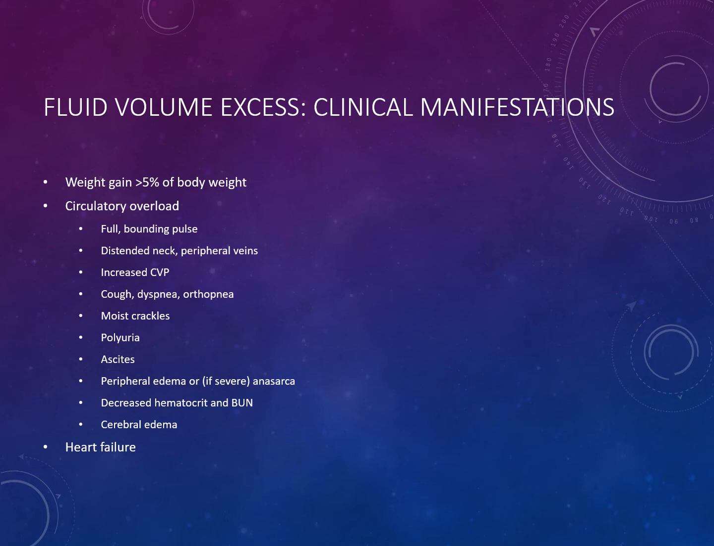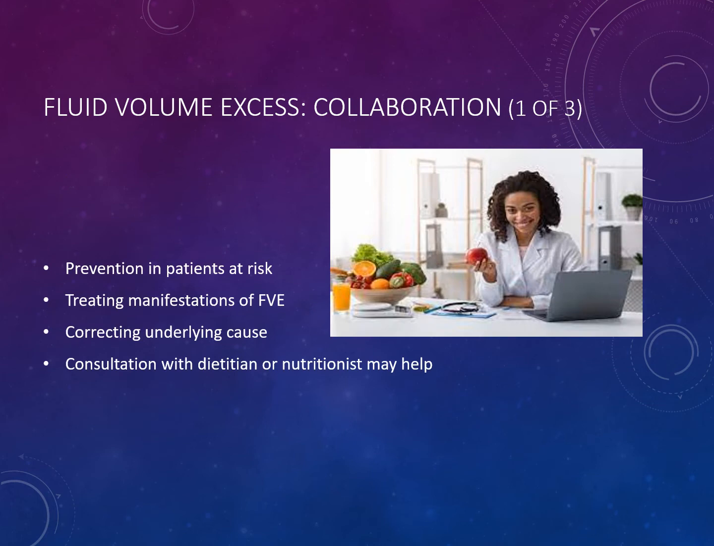Anasarca, this is severe or generalized edema. Anasarca, that's the way you say that. You will have a full bounding pulse. The distended neck veins, you can see them bulging on the side of the neck. You have increased CVP, more than 11 to 12 centimeters of water. Cough, dyspnea, orthopnea, crackles in the lungs, polyuria, ascites, cerebral edema, and that can lead to seizures.